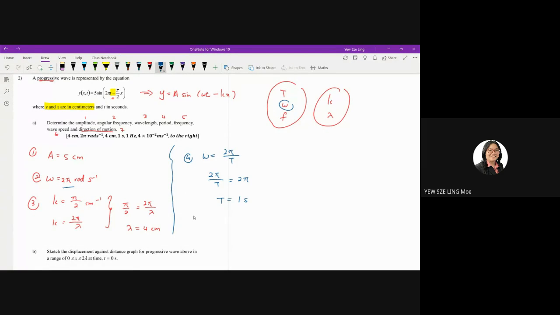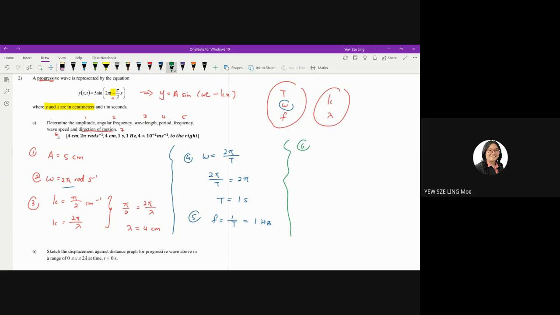So number 5, again, you are going to calculate frequency. Frequency is coming from the same family. So f is equal to 1 over T. It's very simple. You have T equals 1 second, therefore frequency is just equal to 1 hertz. So now the next one, item number 6 is asking for wave speed.